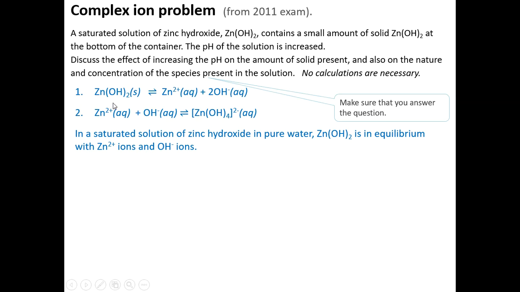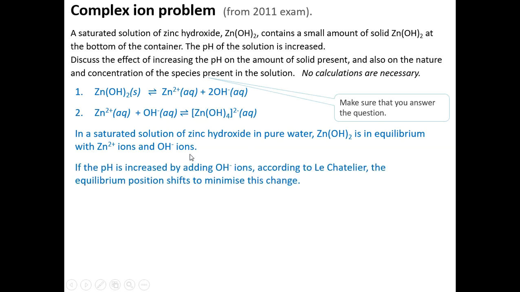So basically we're saying in a saturated solution, we've got zinc hydroxide in equilibrium with zinc and hydroxide ions. And if I increase the pH, I'm going to get more hydroxide in solution because I'm adding base, so I'm increasing OH minus, which means initially my zinc hydroxide will precipitate out more. I'll get more of a precipitate of zinc hydroxide because the equilibrium position has to shift to the left to try and get rid of this added base that I'm adding.